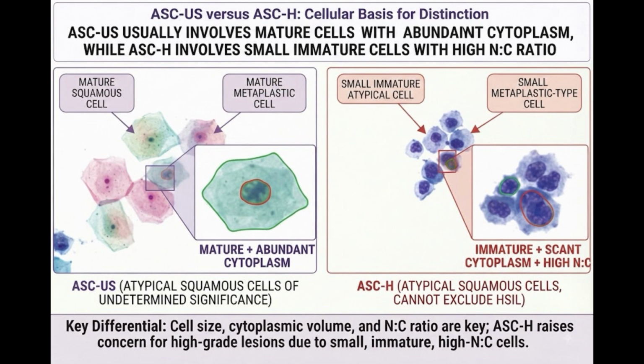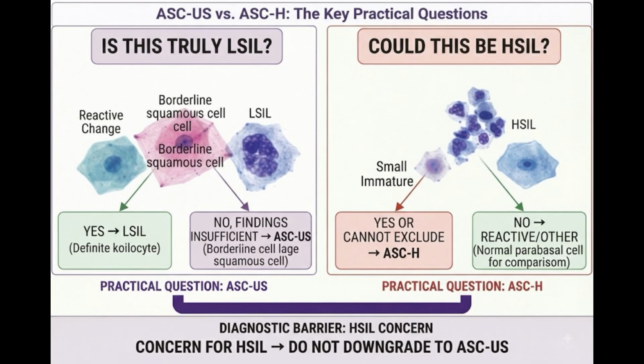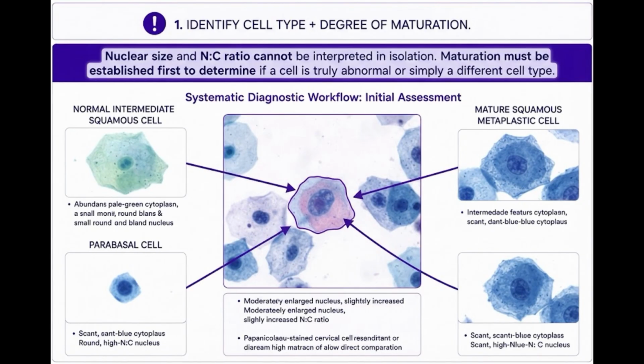ASCUS usually involves mature squamous or mature metaplastic cells with relatively abundant cytoplasm and only a mild increase in N:C ratio. ASC-H more often involves small immature or metaplastic type cells with scant cytoplasm and a substantially increased N:C ratio, producing concern for an underlying high-grade lesion. The practical question is different for each category. With ASCUS, is this truly LSIL? With ASC-H, could this be HSIL? Cells that raise genuine concern for HSIL should therefore not be placed into ASCUS simply because the findings are limited or not completely diagnostic. Practical microscopic approach and diagnostic pitfalls.